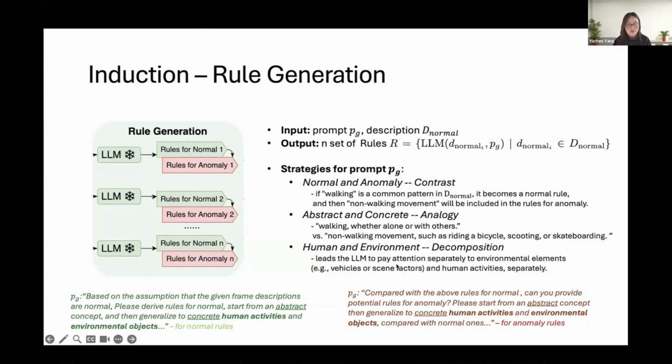And the third one is human and environment. This is the same as the visual perception. We try to lead the language model to pay attention separately to the human and the environment, which can help it do the reasoning more easily.